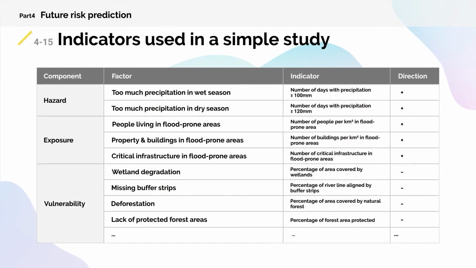Choose indicators corresponding to factors in the impact chain. Here you see an example of indicators for the flooding risk of a river. In this case, an increase in the forest area is expected to reduce the risk. Future projections of these indicators can be used to predict risk. Monitoring these values can help assess actual changes in the risk.